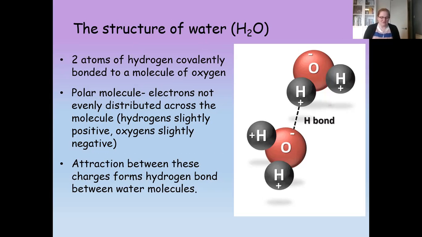That happens because of that polarity we've just spoken about. The polarity of the molecule means that the hydrogen atom on one molecule of water is attracted to the oxygen atom on another water molecule. It's that positive and negative attraction, opposites attract. So hydrogen bonds form between the negative oxygen of one water molecule and the positive hydrogen atom on another water molecule. And this is how lots of water molecules join together.